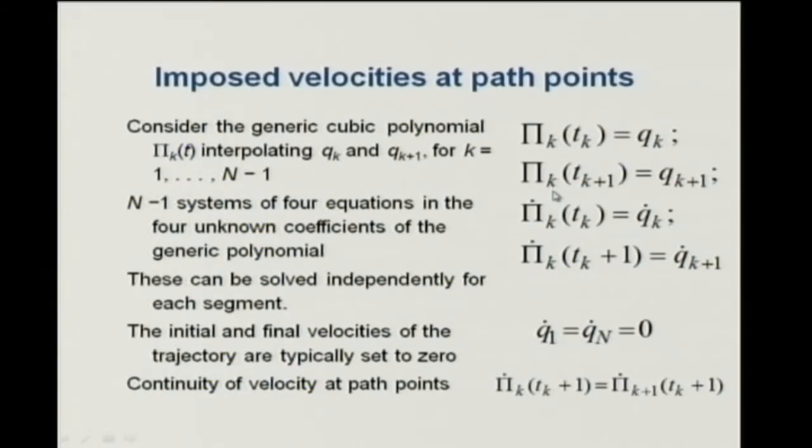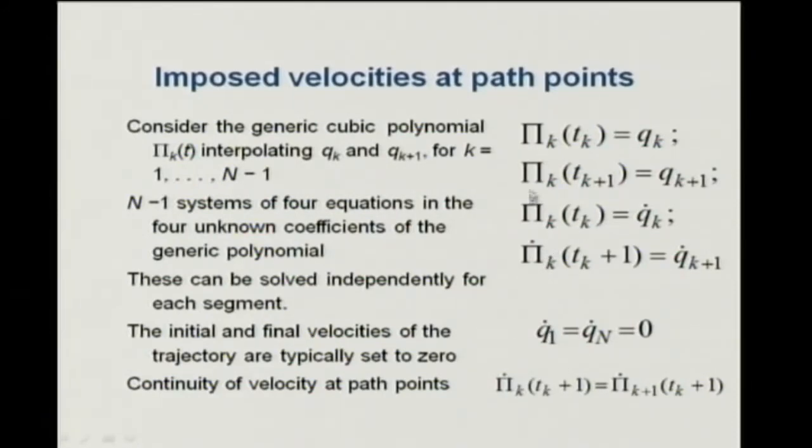So what we have is these cubic polynomials pi k. If you take a point tk and an interval bounded by tk and tk plus 1, the corresponding value here is qk, and here is qk plus 1. I am now assuming that I am imposing velocities at the path points, the simplest case. Then you know the value of qk dot and qk plus 1 dot. So you have these polynomials.